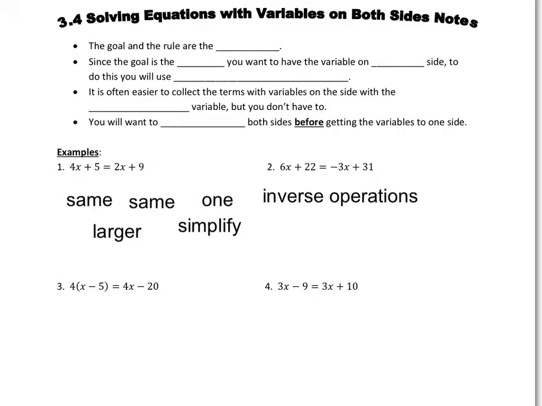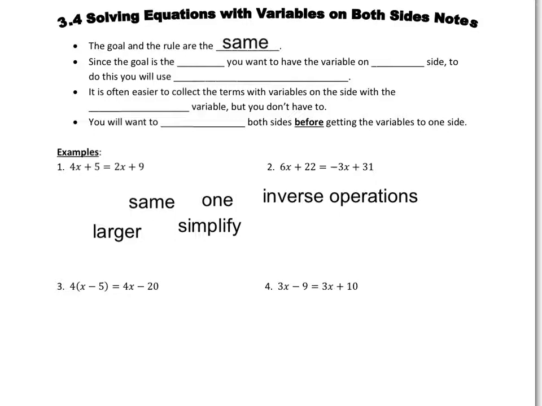Alright guys, today we're going to talk about solving equations with variables on both sides of the equation. Okay, now what's nice about this is the goal and the rule are still the same. We still ultimately want to isolate the variable on one side of the equation, and whatever we do to one side we have to do the same thing to the other to keep the equation in balance.